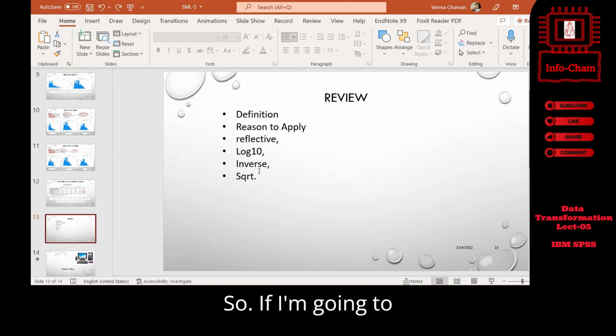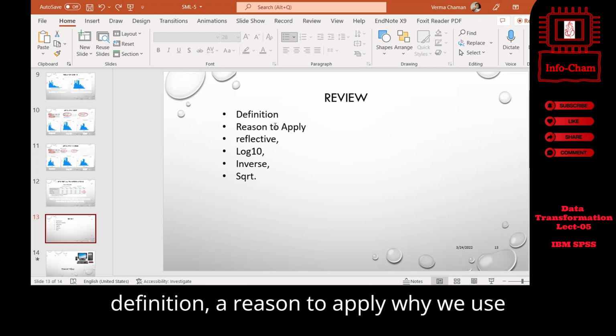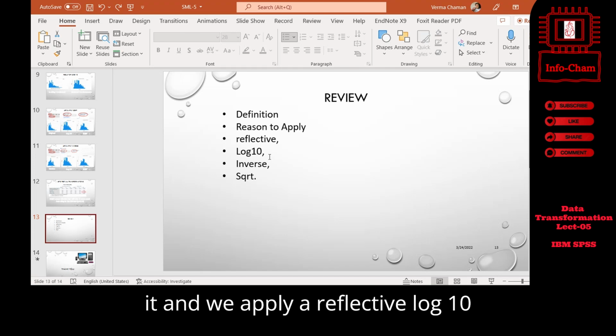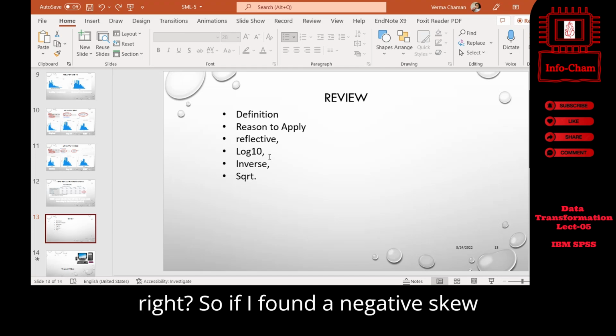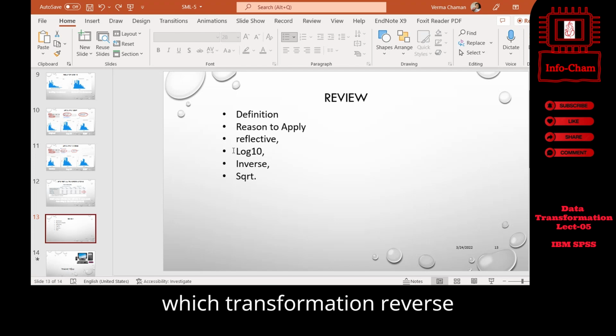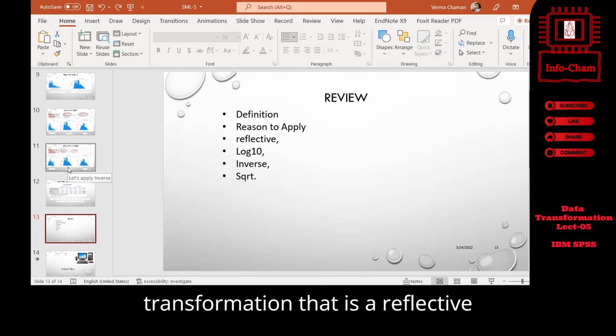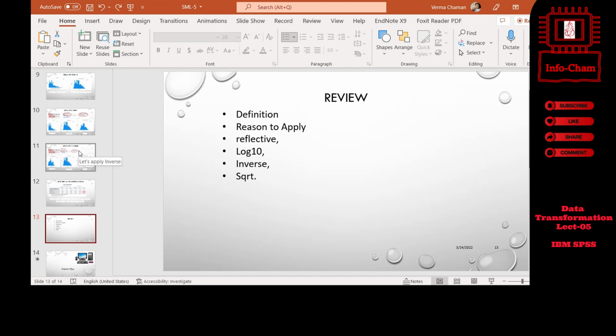So to conclude, in this session we covered a definition and the reason to apply transformations, why we use them, and we applied reflective, log 10, inverse, and square root transformations, right? If I find negative skew data, which transformation do I have to apply? The reverse transformation. That is the reflective transformation. You can apply it, right?